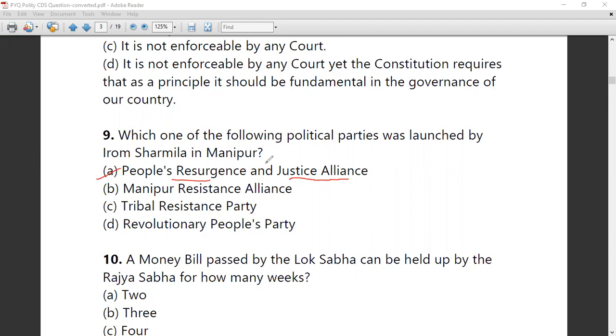Irom Sharmila was a lady who was on a fast to get AFSPA taken away from Manipur. So this party was raised by Irom Sharmila, People's Resurgence and Justice Alliance. That is, option A is the correct answer. Okay, that is the direct question. Irom Sharmila, I already told you, is a human rights activist.